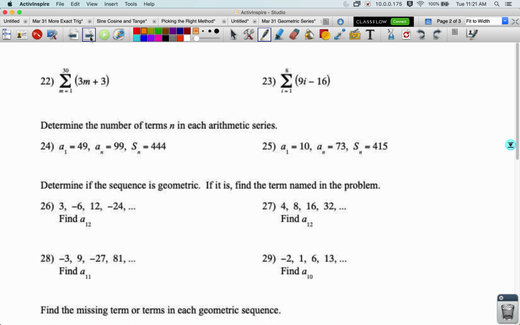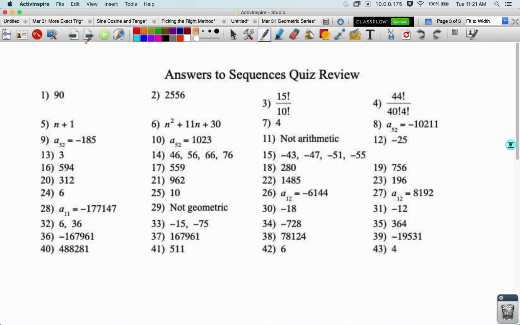Okay, good time to maybe double check our answer key. Negative 10,211. Okay.